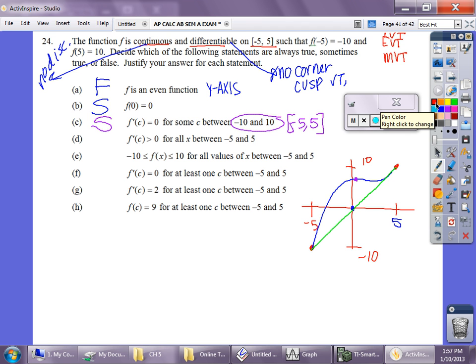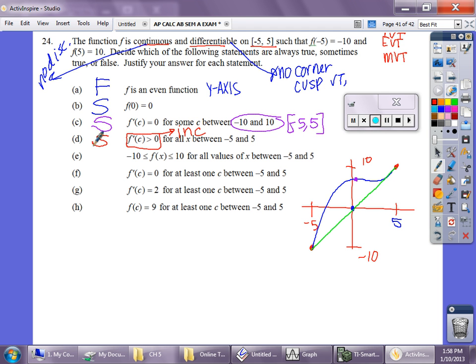The whole domain thing is kind of weird. The answer key might even say that it's always false because of that, but I would say that it's sometimes true. Letter D. F prime of C is greater than 0 between the x's of negative 5 to 5. Well, in this case, that just means that the graph is increasing. Does the graph increase? Yes. Both my blue and green graphs increase. Do they always increase, meaning the derivative is always positive? No, my blue graph decreases. So this is a sometimes.